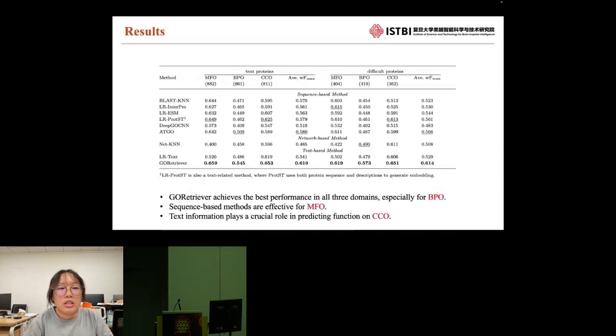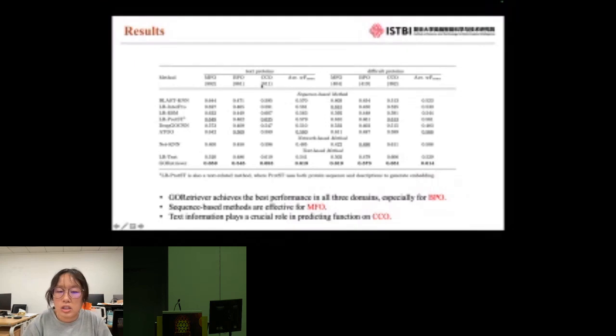Now let's move on to the main results. Let me illustrate that the test proteins are those proteins in our testing set with literature information.